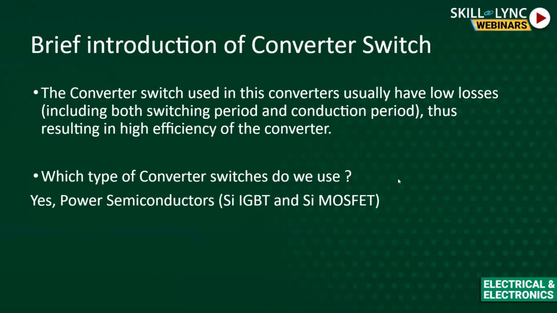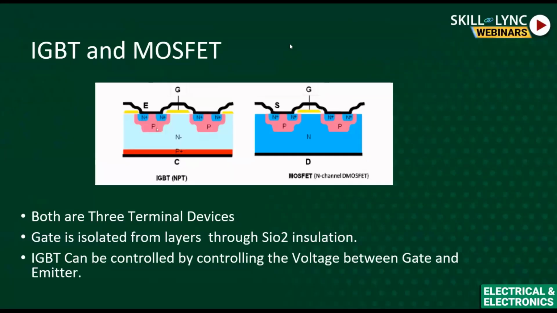Which usually has low losses, including both switching and conduction losses, and of course that results in a high efficiency. Now which type of converter switches do we use here? Power semiconductors, you have already seen MOSFETs as well as IGBTs, but the trend is going towards silicon carbide or wide bandgap materials, which also include gallium nitride for low power. Silicon carbide we generally use for high power and high voltage applications. Gallium nitride for low voltage applications. We'll see more about this converter switch now, just an introduction. So the switches we generally use in power electronics are two switches, IGBT as well as the MOSFET, basically in the current scenario.